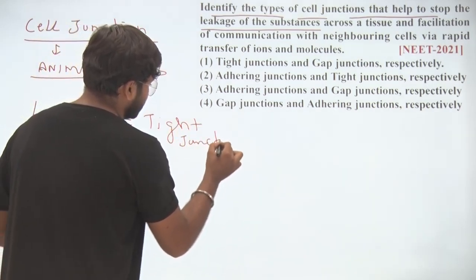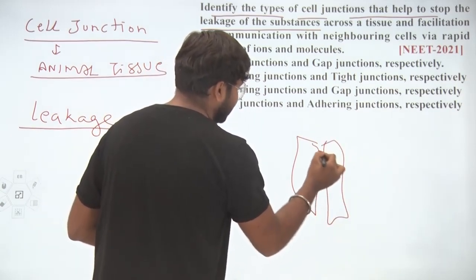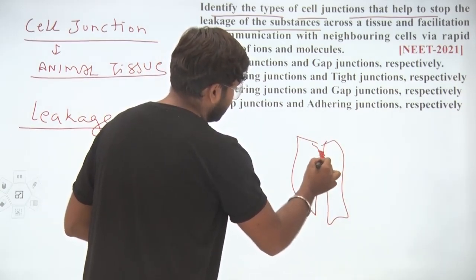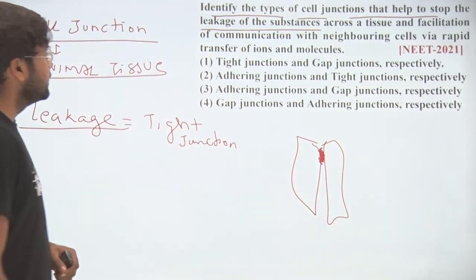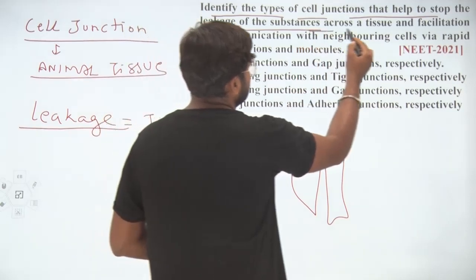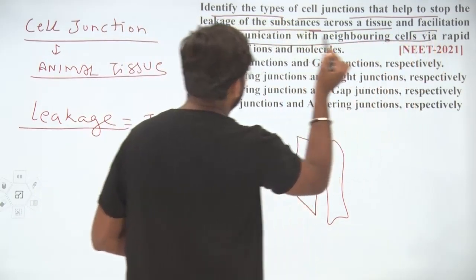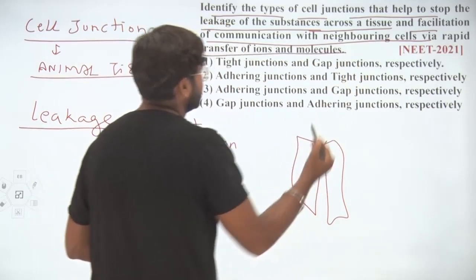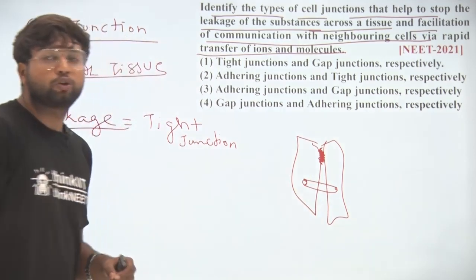This tight junction does what? It just prevents leakage across the tissue, right? Clear? So the second one is what? The facilitation of communication with the neighboring cell via rapid transfer of ions and molecules, clear? Students, this question is asking about two junctions.